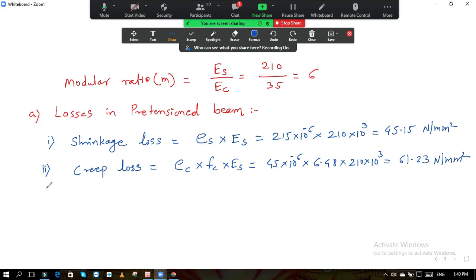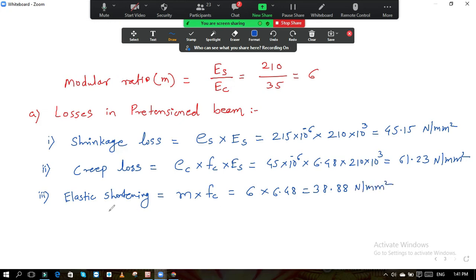Then next is the loss due to elastic shortening, the third loss. This loss is calculated as m into fc, which is equal to m is 6 into fc is 6.48. So you will get the answer, 38.88 Newton per mm square.